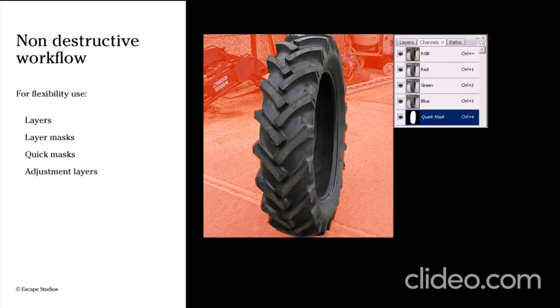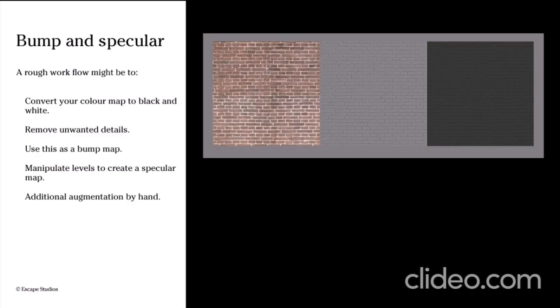Working in a way that doesn't destroy your image is desirable. A non-linear workflow with regular layers, layer masks, quick masks and adjustment layers allows you to remain flexible and backtrack at any point. Once you've created a texture for color, in certain cases you will need a bump and specular map. A rough workflow might be to convert your color map to black and white, remove unwanted details and then use this as a bump map.